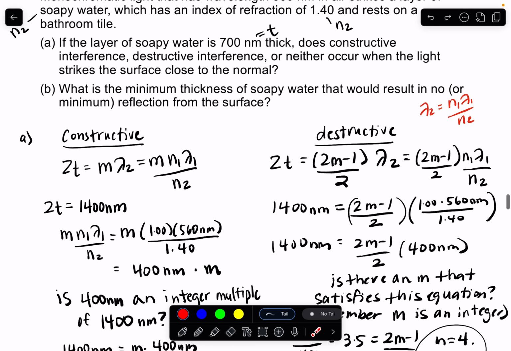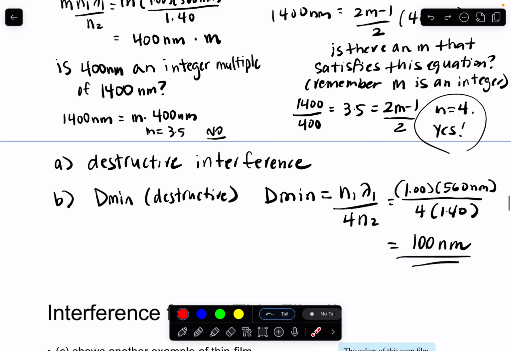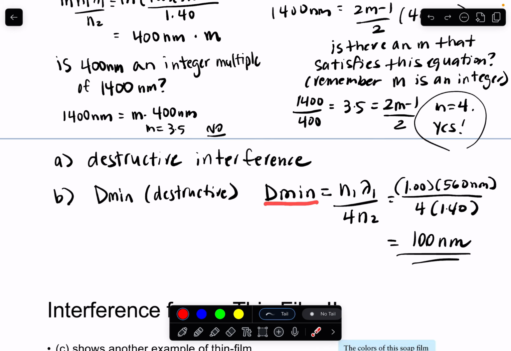And now that we know it's destructive interference, we go back to part B. What's the minimum thickness? Well, we need to use the minimum thickness equation for destructive interference, right? So we pull that from the previous slide. In terms of lambda 1, that would be n1 lambda 1 over 4 times n2. Plug in all of our values, and you get 100 nanometers. So that's how thin the film could be in order to get destructive interference of this color light, 560 nanometers.